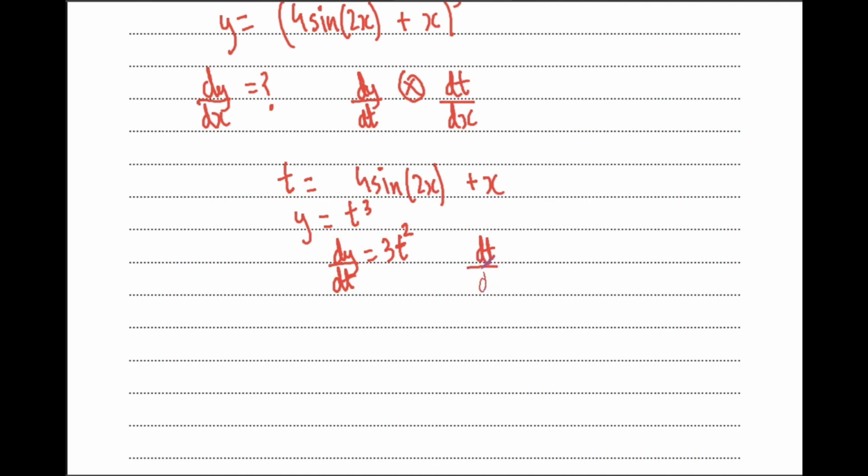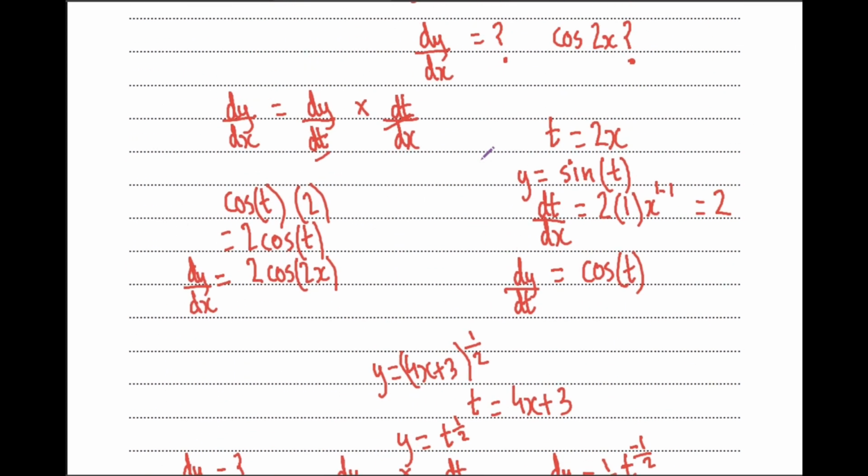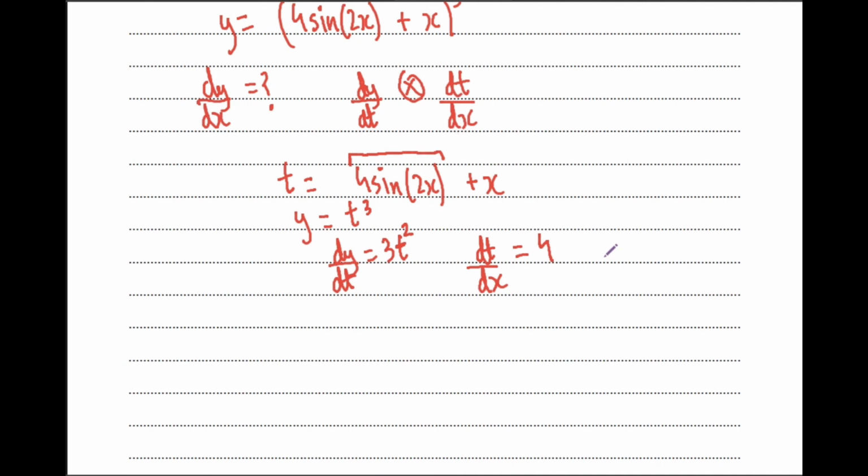Dt by dx is equal to the derivative of 4 sine 2x plus x. Well, let's just deal with 4 sine 2x first. We can worry about the x later. This is very easy, but 4 sine 2x is more difficult. Well, we know it doesn't matter if you multiply by a constant, so we just put 4. And then we take the derivative of sine of 2x. Well, we already took that, right? We found that to be 2 times cos of 2x. We can put that back in.